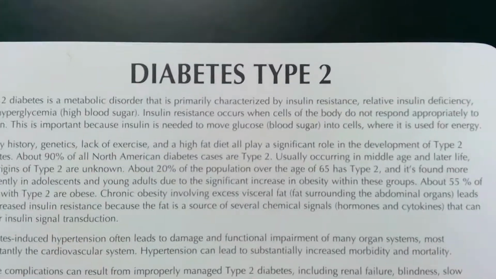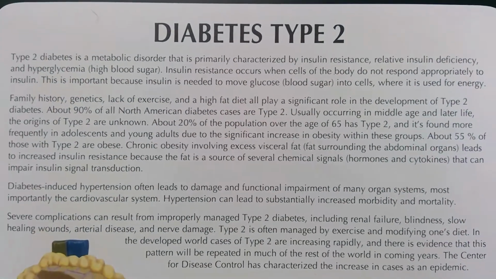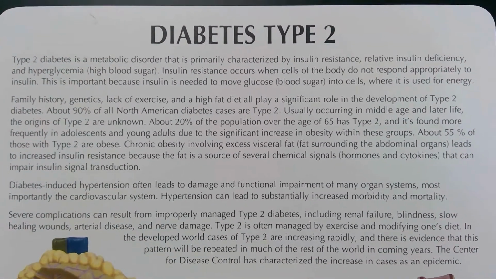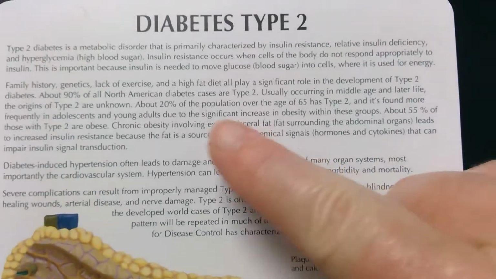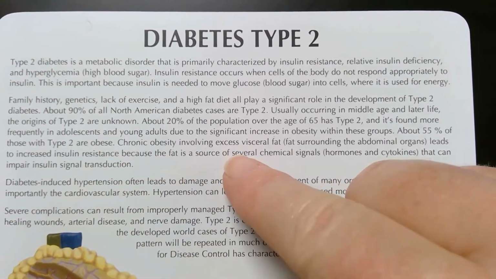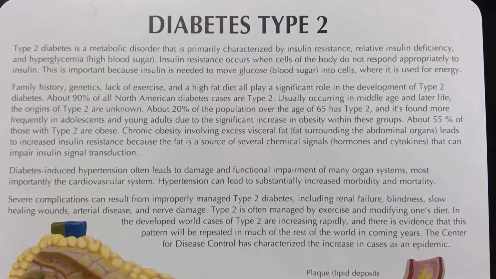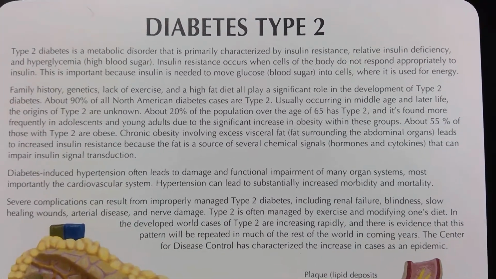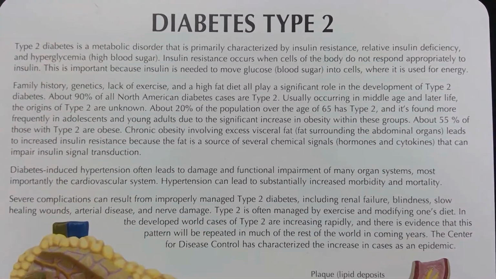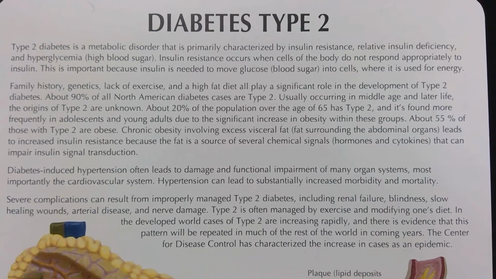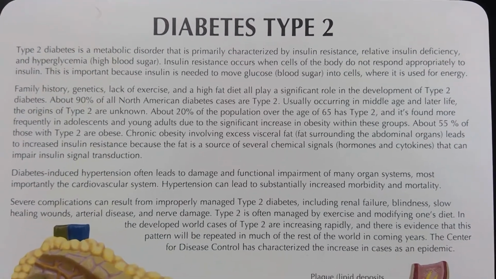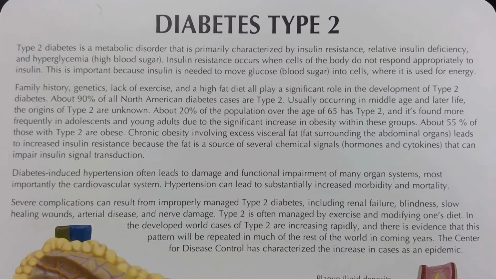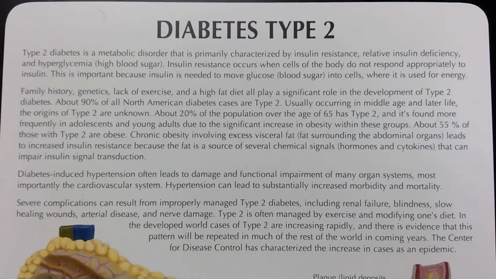There's one specific part I want to explain because it can be kind of hard to understand. And it's in the second paragraph here toward the end. Right here it says, chronic obesity involving excess visceral fat, fat surrounding the abdominal organs, leads to increased insulin resistance because the fat is a source of several chemical signals, hormones and cytokines, that can impair insulin signal transduction.